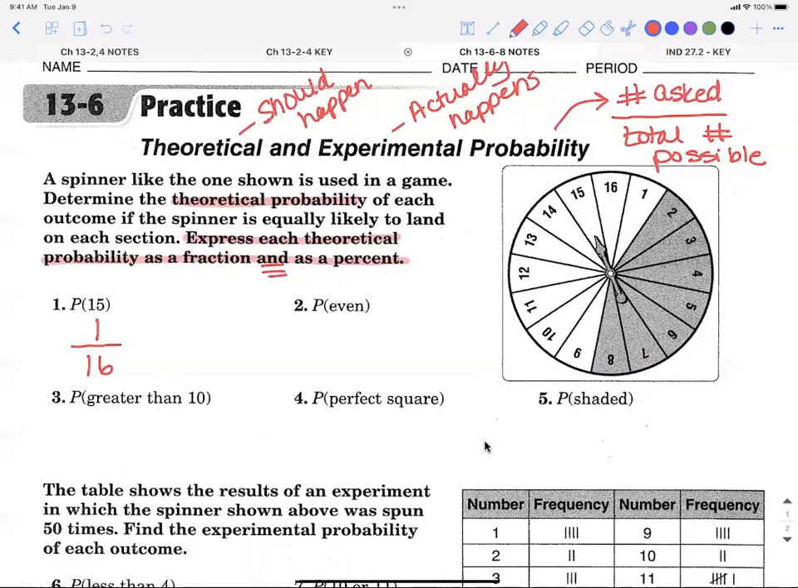Now to put this in your calculator and make it a percentage, everybody should have a calculator. If you don't, take 30 seconds to grab one. Doesn't matter which one. Just grab the closest one you can because we're going to do it the same way in all calculators.